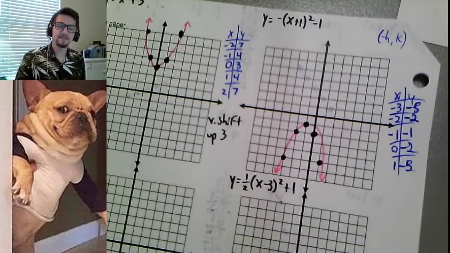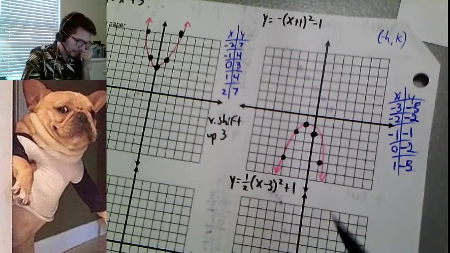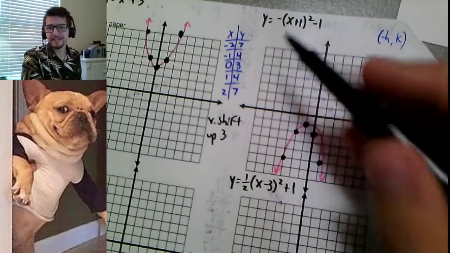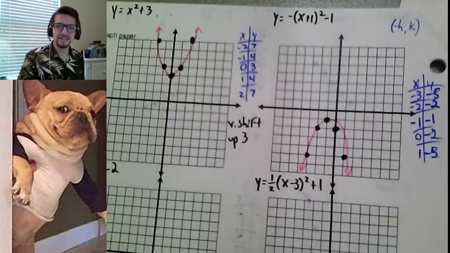So does this make sense? Well, the vertex has changed, so that makes sense. What should that negative do? The negative reflects it over the x-axis. Does this look upside down? Very much so. So it looks like I did it right.